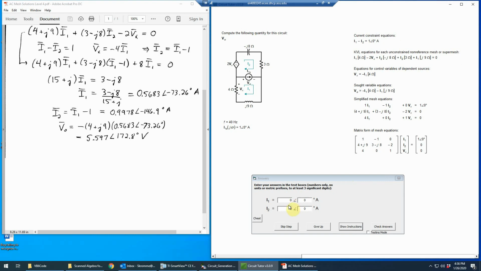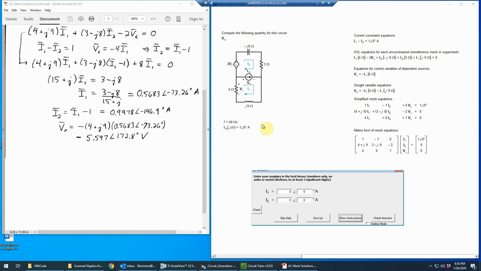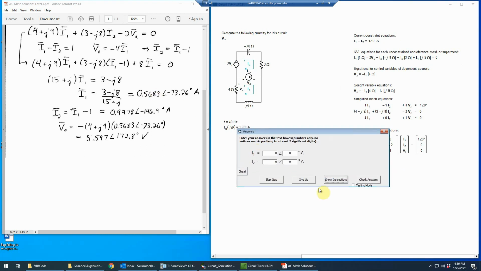Okay, so now let's enter those mesh currents initially, since we're really back at that step here. 0.5683, and then again the angle is negative 73.26 degrees. Remember that currents and voltages are always entered in Circuit Tutor in polar form in AC problems. And so the I2 bar would be 0.9978, angle negative 73.26. And again, the units are supplied for us.